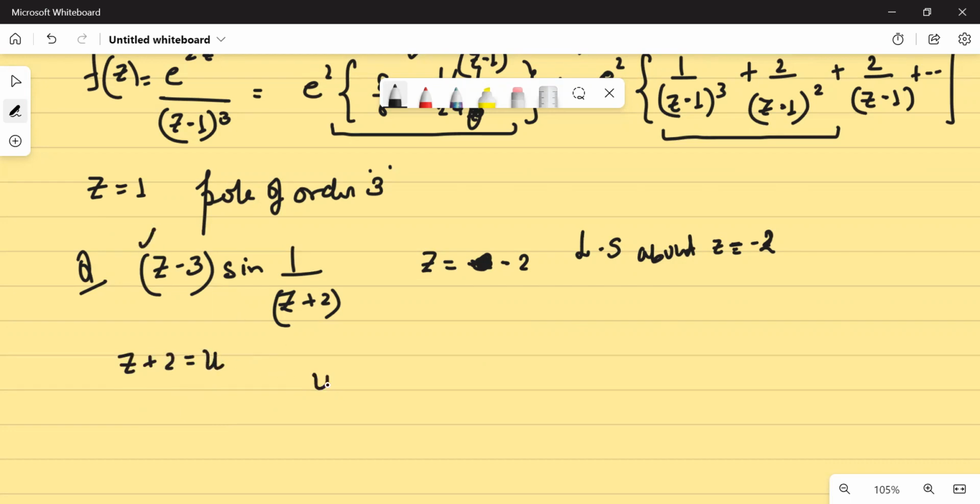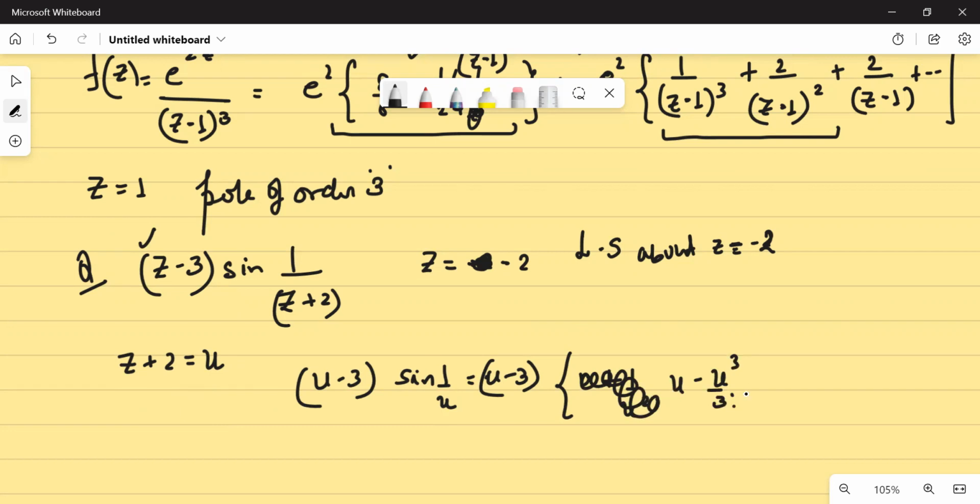So this particular term will become u minus 3, isn't it? And this will become, I think, sine 1 upon u. And what you can do, simply expand this. So life will be easy for you. u minus 3 into 1 plus 1 upon u minus u cube upon 3 factorial plus u raised to power 5 by 5 factorial, then minus u raised to power 7 by 7 factorial, and so on and so on. And this u minus 3, so u minus 5 first. My mistake. u minus 5, sorry. So this is u minus 5 and you multiply with all these things.